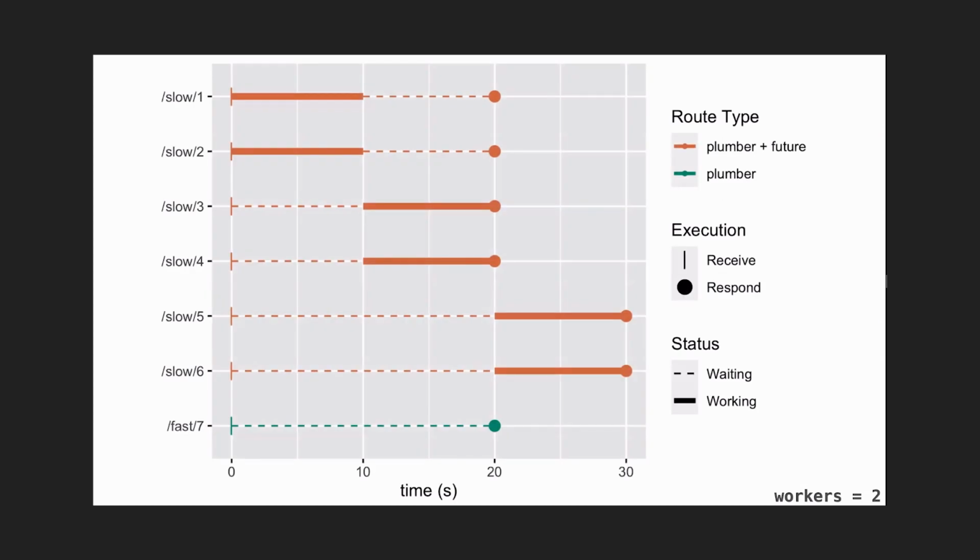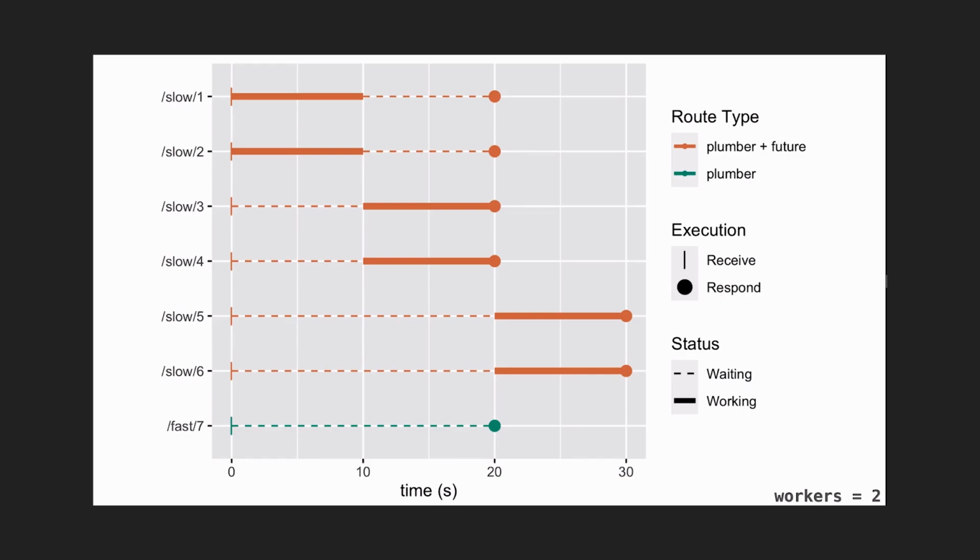And if we were to visualize this, the processing time takes 30 seconds in total, offloaded in pairs. And there's actually a new thing where the results of slow 1 and slow 2 do not get returned until 20 seconds in. That was when the main R session became free. And slow 3 and 4 had to wait, slow 5 and 6 had to wait, fast 7 had to wait, and that's not good. Like, we want to try to reduce that wait time as much as possible.